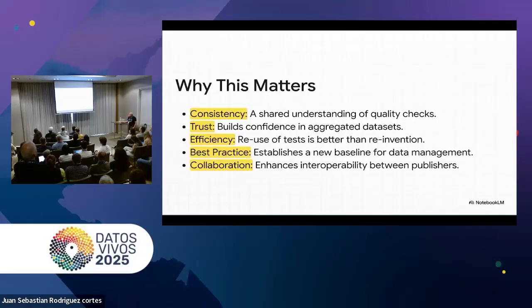So why does all this matter so much? Because when we all use a shared standard for quality, we get consistency. Consistency builds trust. It makes us way more efficient because we're reusing tests instead of reinventing the wheel. It sets a new baseline for what we consider best practice. And it unlocks a new level of collaboration and interoperability that just wasn't possible before.